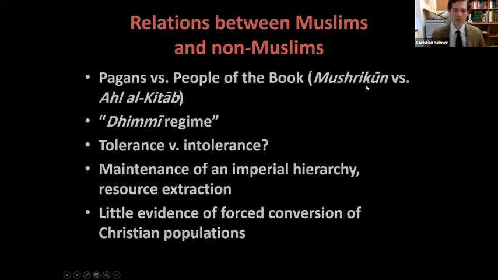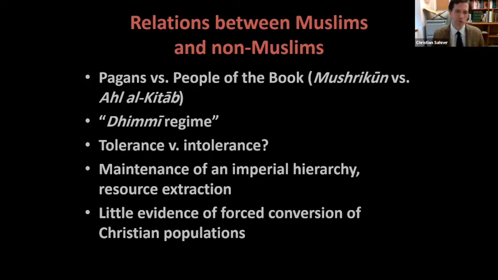Now, how could we typify relations between these two communities in the early Islamic period? What are the basic rules of engagement between Muslims and non-Muslims? Well, the Islamic tradition draws a distinction between two different kinds of religious outsiders. This is language that comes from the Quran, is developed by Muslim jurists and theologians over time. There are pagans, what is known in Arabic as mushrikun, alongside a broad group known as people of the book, the Ahl al-Kitab. Now, mushrikun basically refer to polytheists, people who worship more than one god.